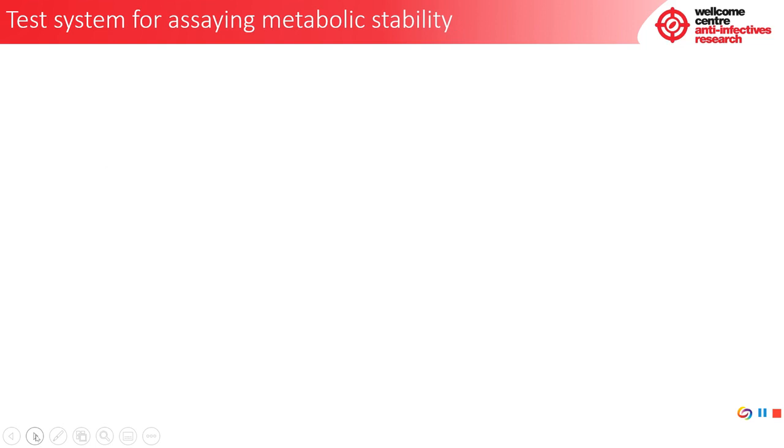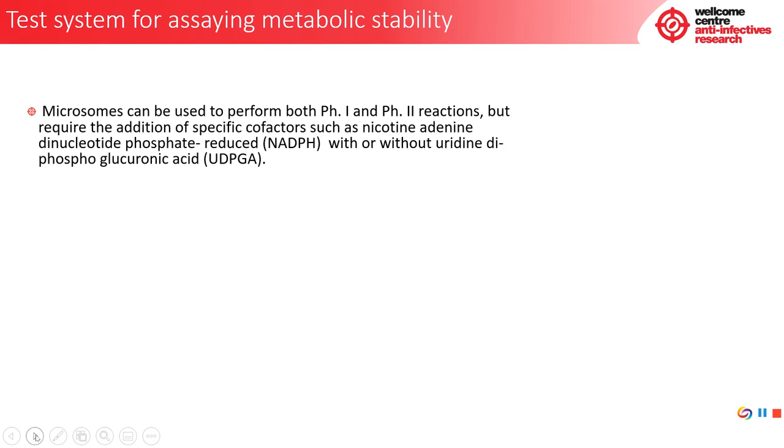Test system for assaying metabolic stability. Microsomes can be used to perform both phase 1 and phase 2 reactions, but require the addition of specific cofactors such as nicotinamide adenine dinucleotide phosphate in its reduced form, NADPH, with or without uridine diphosphoglucuronic acid, or phosphoadenosyl phosphosulfate for sulfation reaction.